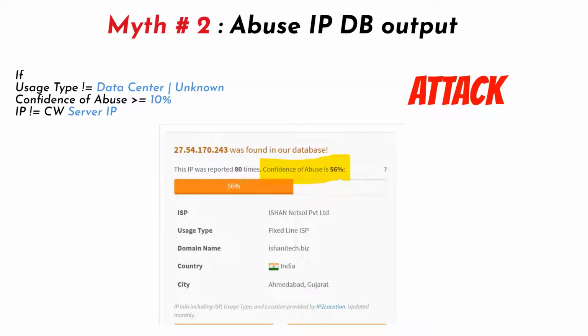Now coming to the second myth, which says: if usage type is not equal to data center or if it is not unknown, and confidence of abuse is greater than or equal to 10%, and visitor's IP is not same as Cloudways server IP, then you can count it as an attack as well.